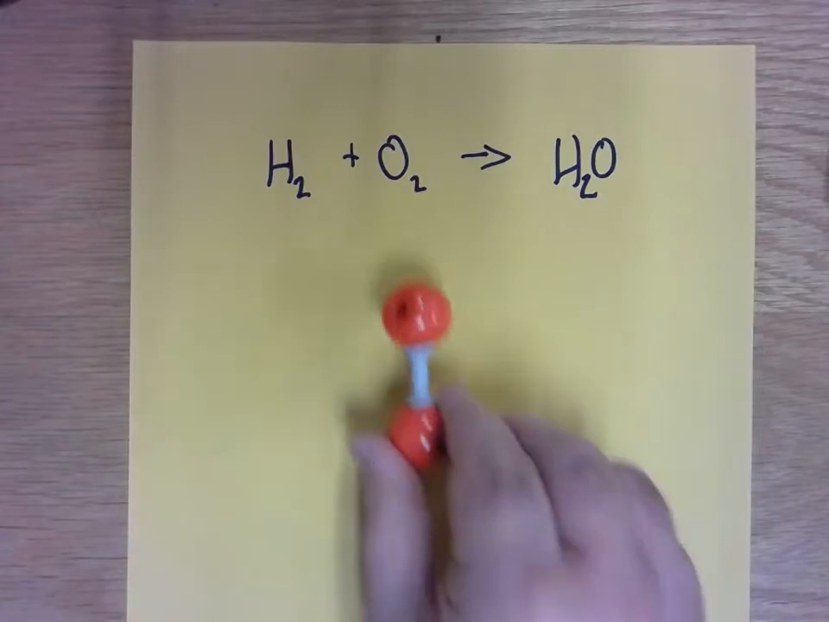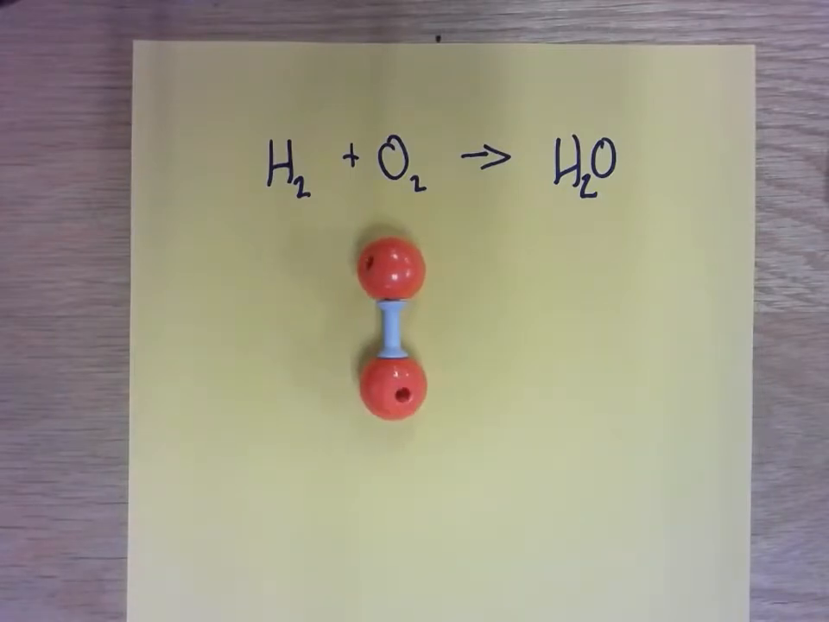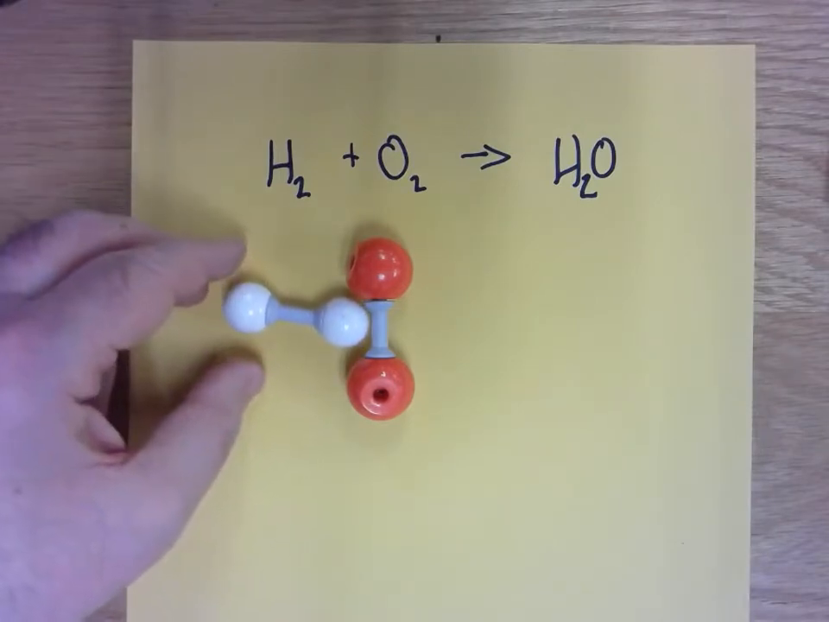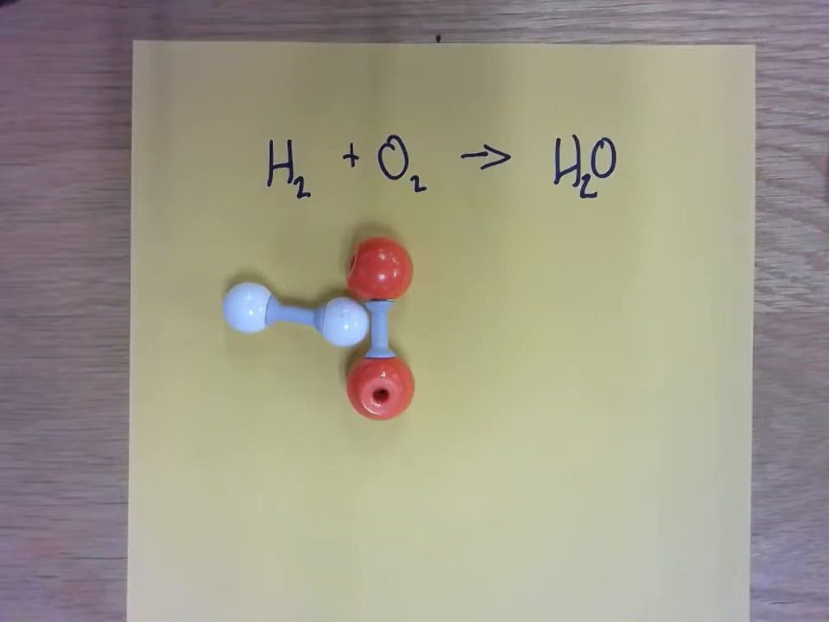All right, so let's do this with toys. So I've got an O2 molecule here and an H2 molecule here. So the red spheres are oxygen, the white ones are hydrogen. And let's try to make a water molecule.